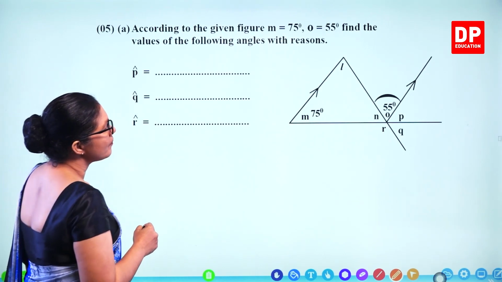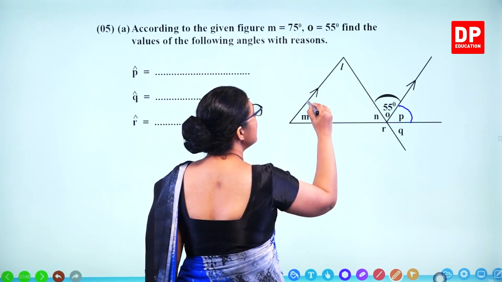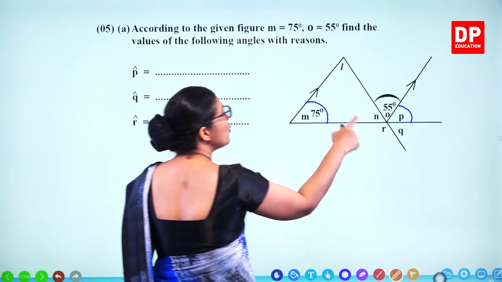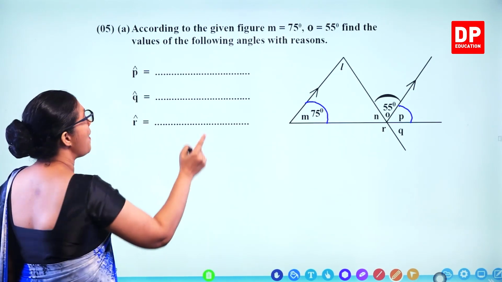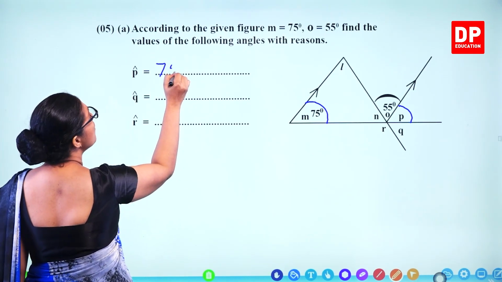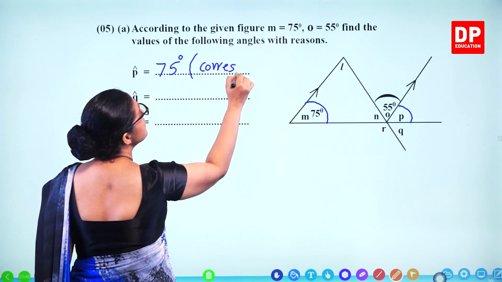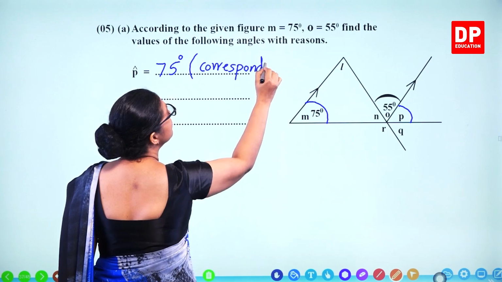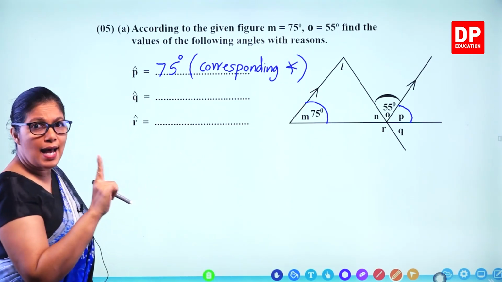p is this one. These two lines are parallel. So what can you say about m and p? Those are corresponding angles. So m and p both are equal at 75, corresponding angles. Corresponding angles are equal when the two lines are parallel.